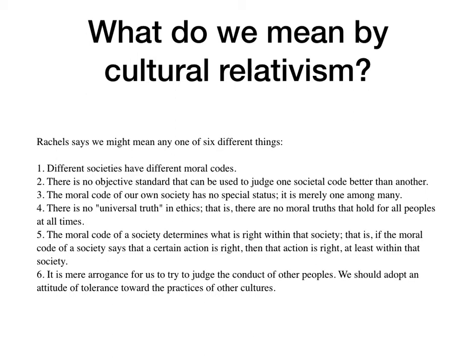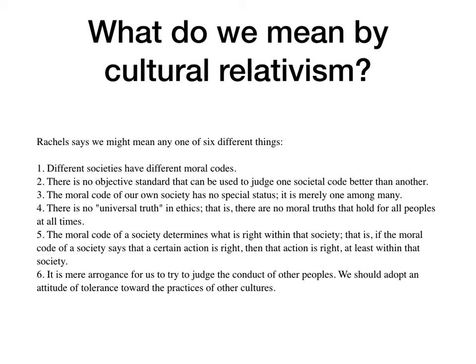Now, let's think a bit more about these senses of the term. Rachels is mostly interested, when he's criticizing relativism, in criticizing, I think, 2 and 4. 2: There's no objective standard that can be used to judge one societal code better than another. 4: There's no universal truths in ethics, no moral truths that hold for all people at all times. Moral claims are just matters of opinion that vary from culture to culture.